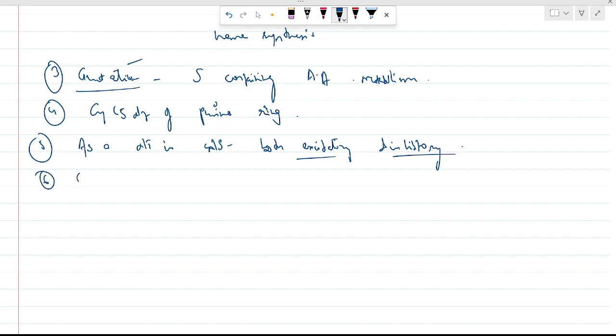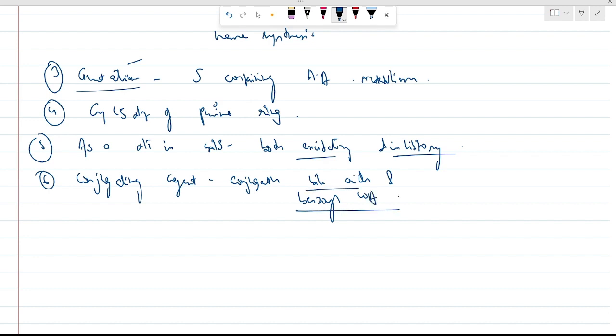And it's also a conjugating agent. Glycine conjugates bile acids and benzoyl coenzyme A. Bile acid and benzoyl CoA are conjugated. Such steps take place in the detoxification of the body, and glycine is involved here.